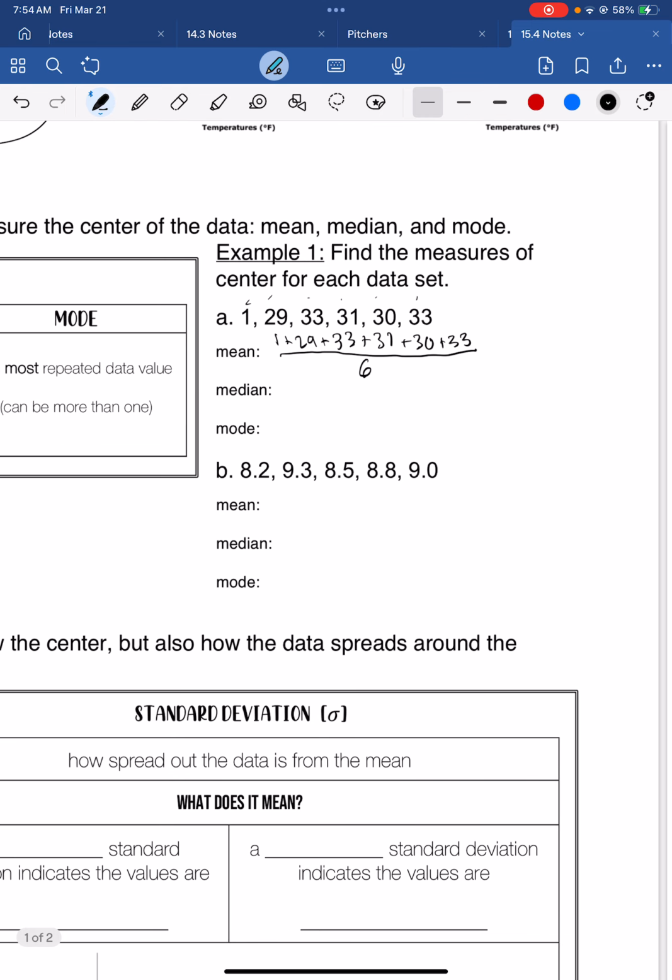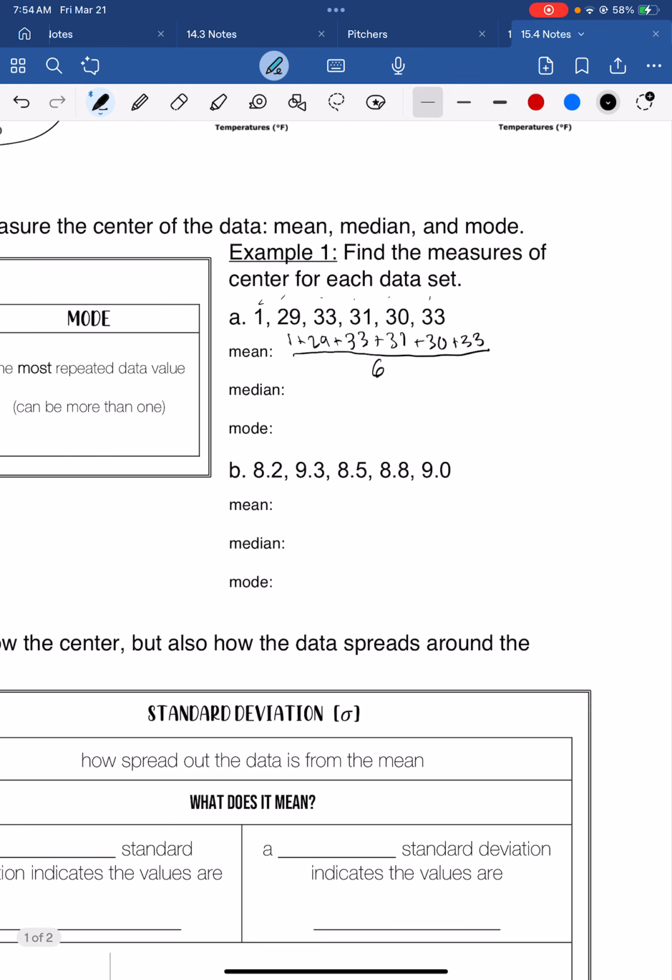All right. So I would type this in my calculator. I'm going to add up all those top numbers first. Don't try and do too many steps at one time. When you add that together, you're going to get 157. And then you're going to divide that by 6. And when you do that, you're going to get approximately 26.2 as our mean. So that would be our average number using this data set right here.